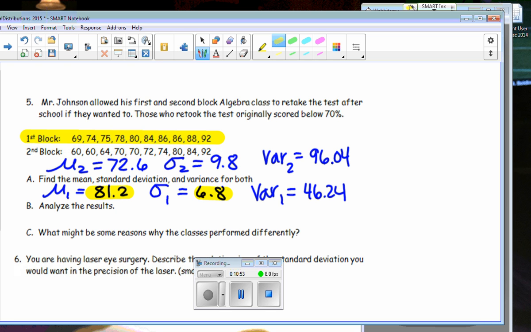Okay, what might be some reasons why the classes perform differently? What are some things that you put down? What might be a reason that block 1 did better or block 2 did worse? Just anything, there's lots of different reasons. Actually, you can count the numbers. The same number of people retook it, right? Exactly the same number. Sometimes that happens, but not here.